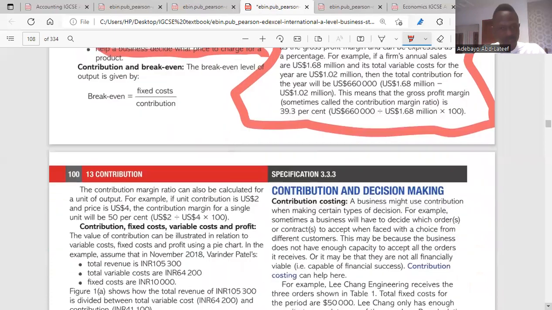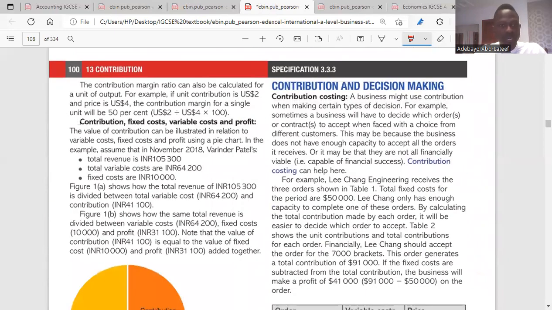Then we go down to contribution, fixed cost, variable cost, and profit, on page 100. For contribution, we already know the formula: it is your total revenue minus your total variable cost. Then your fixed cost is always constant. What are fixed costs? Costs that do not change even if the level of output changes. So irrespective of whatever choice you are making, the fixed costs are always the same.